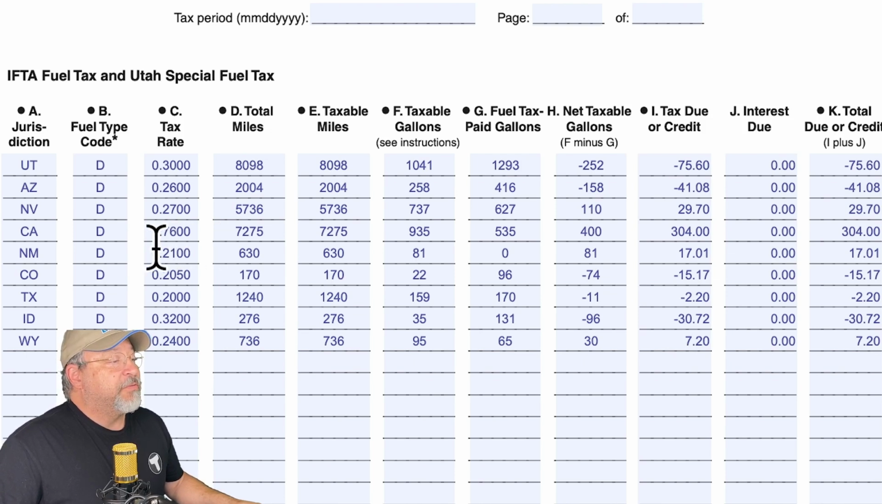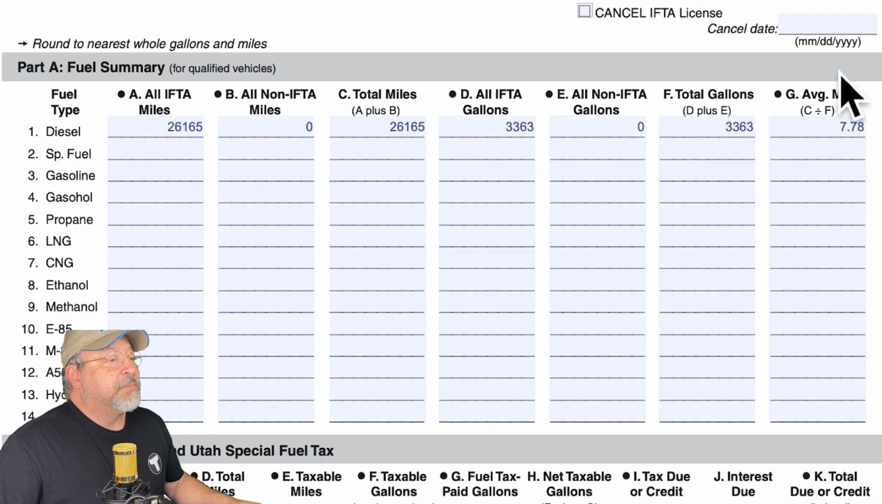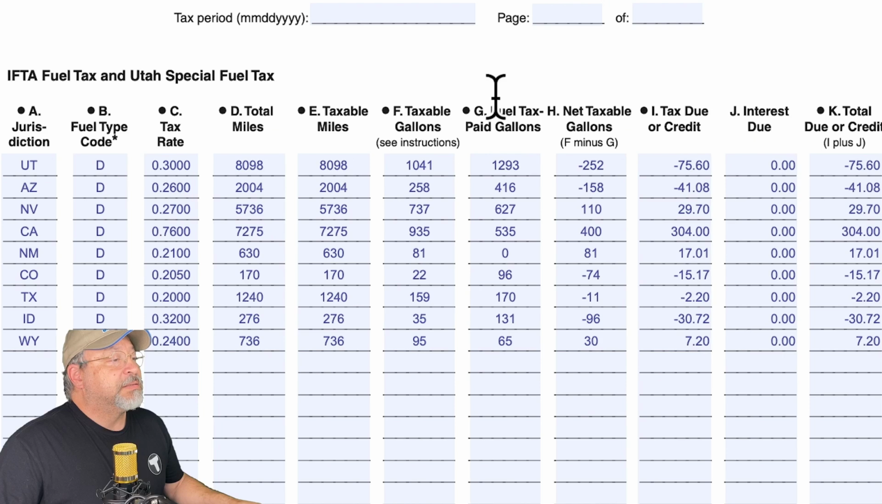So for every gallon of fuel I purchased in California, I got 76 cents a gallon. Now my total miles in California was 7,275, all IFTA miles. And if I take my 7,275 and divide it by 7.78, I get 935 gallons burned in California. Now, the problem is I only purchased 535 gallons in California, all right?